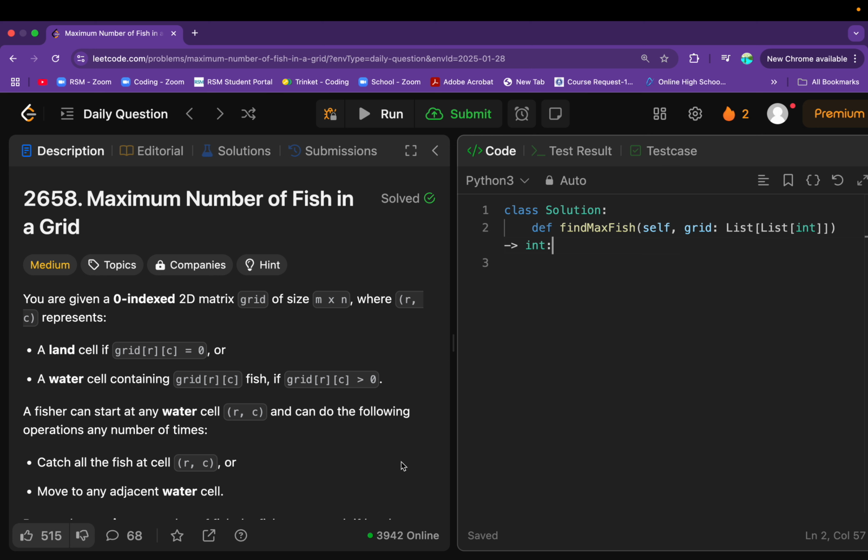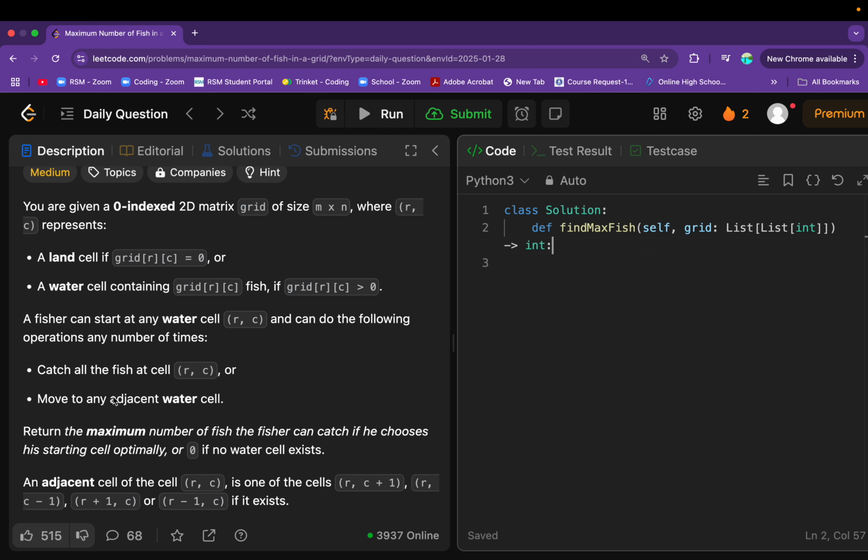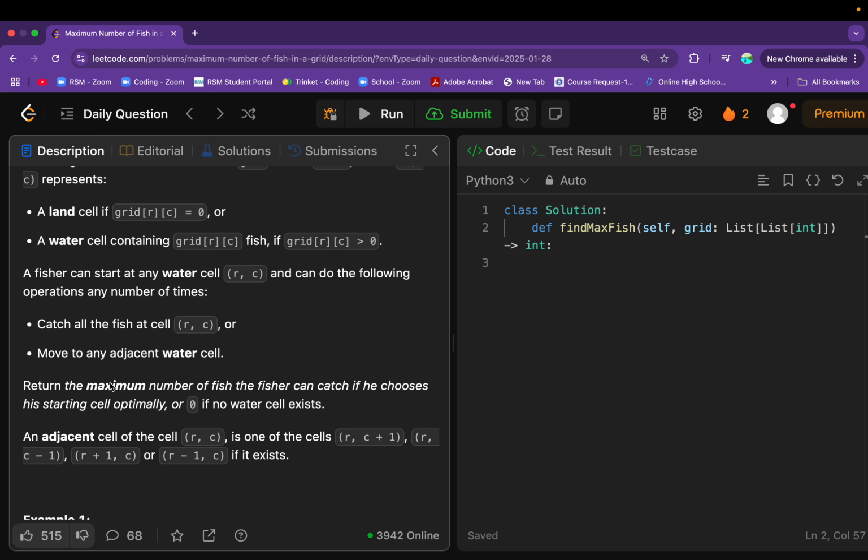And a fisher can start at any water cell (r, c) and do the following operations any number of times. Either he can catch all of the fish at (r, c), or he can move to any adjacent water cell. And when they mean adjacent water cell, they mean the four directionally adjacent water cells, which either means up, down, left, or right, the four cardinal directions. And we need to return the maximum number of fish that the fisher can catch if he chooses his starting cell (r, c) optimally, or simply just 0 if there are no water cells that actually exist.